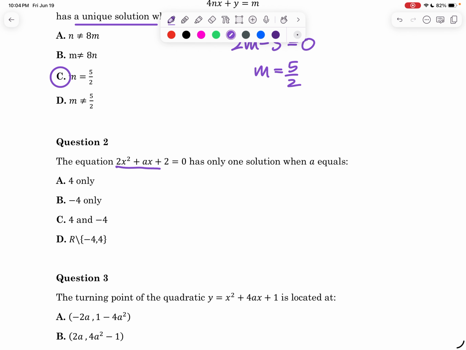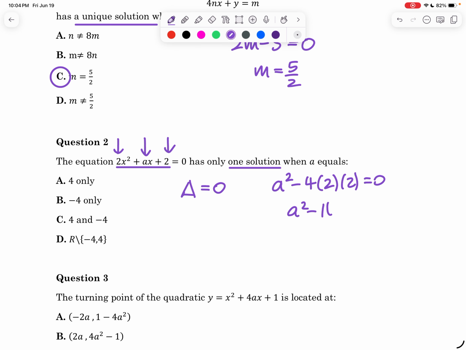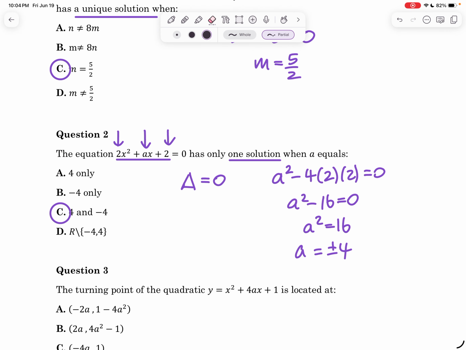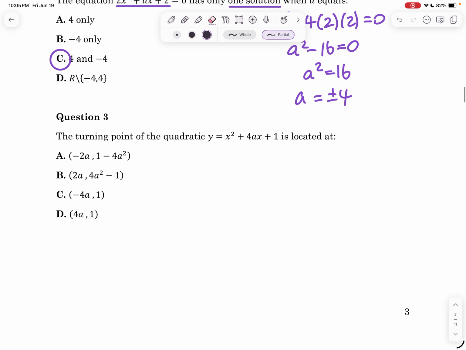Okay, we've got a quadratic that only has one solution. That's when the discriminant is equal to 0. So the discriminant is b squared minus 4 times a times c. So a squared minus 16 is 0. a squared is 16. a is plus or minus 4. So if a is plus or minus 4, that's only going to have one answer.